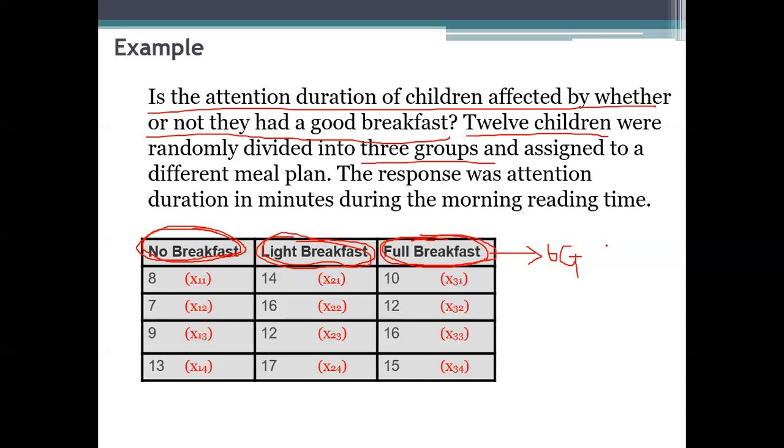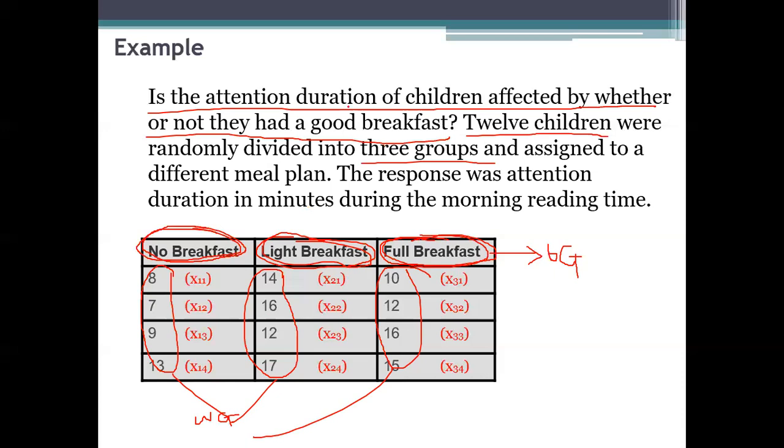Okay, what are the conditions where we want to test the variance within the groups? Within the group is like this in this example. So this is the within the groups. That means for no breakfast, we have 8, 7, 9, and 13. So that is the comparison within groups.